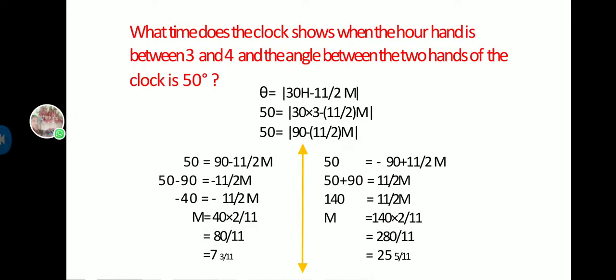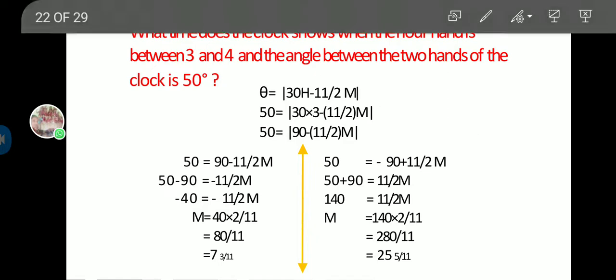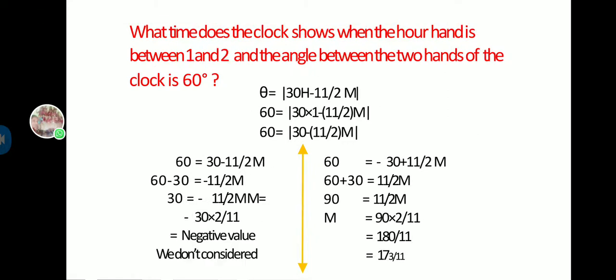What does the clock show when the hour hand is between 3 and 4 and the angle between the two hands is 50 degrees? Theta equals 30h minus 11 by 2 minutes. 50 equals this. All this you have to read, so just take a screenshot and read it later.